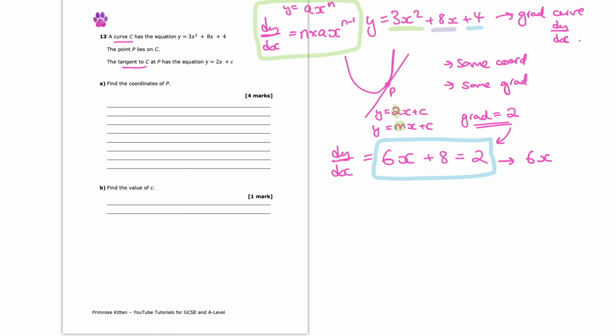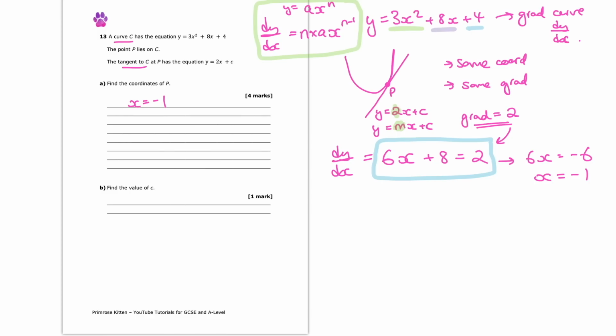Let's subtract 8 from both sides and we get 6x equals minus 6, and then I'll divide through by the 6 to get x on its own, and we get x equals minus 1. So we know then that the x coordinate of P is equal to minus 1. So we're nearly done now. Now what we need to do now is work out what the y coordinate is of P.